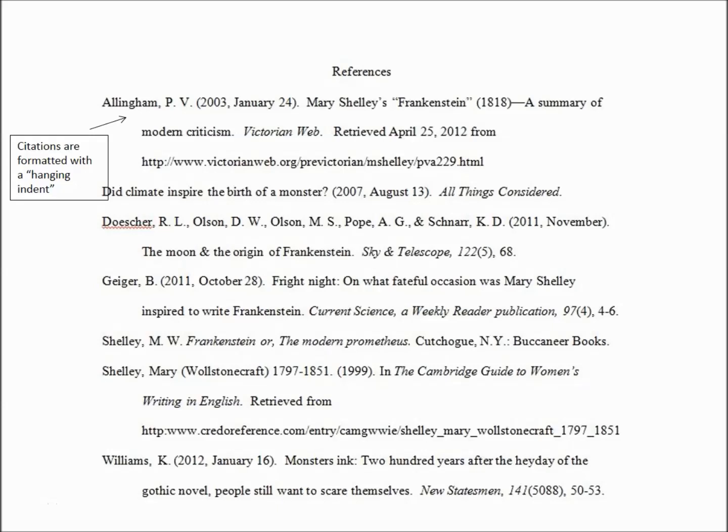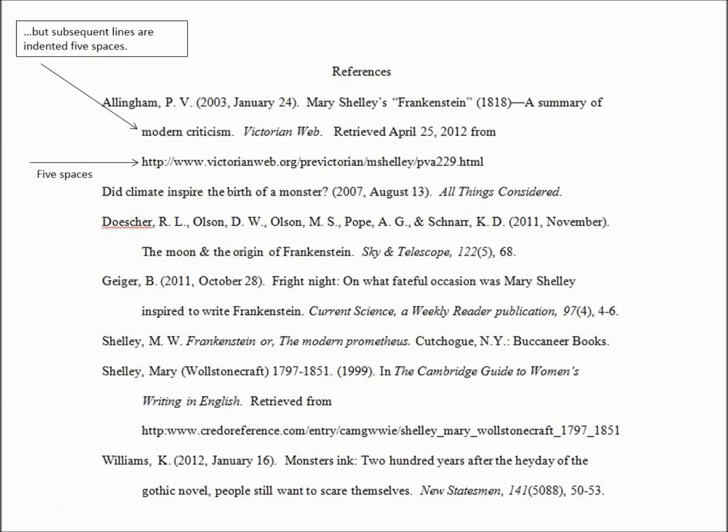Citations are formatted with what we call a hanging indent. This means the first line of the citation starts at the left margin, and each line that follows for the citation is indented 5 spaces. Microsoft Word can automatically format hanging indents. More on that near the end of this tutorial.